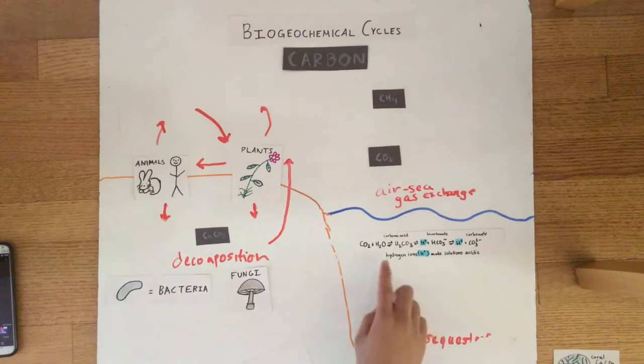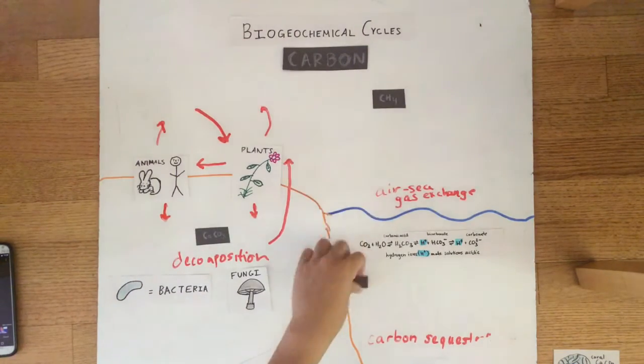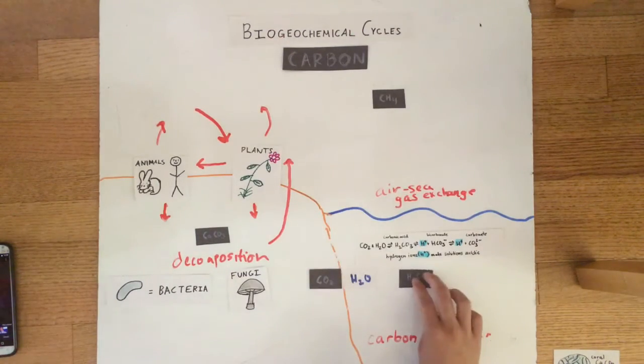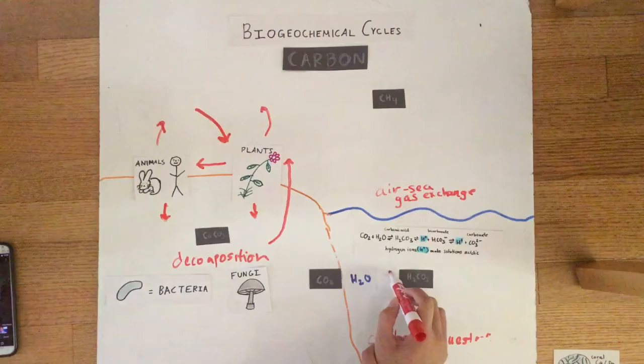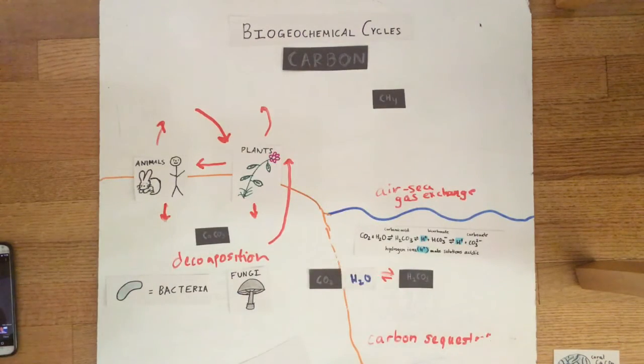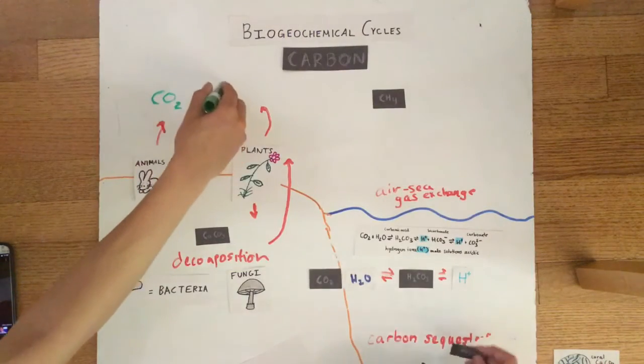We see that carbon dioxide reacts with water to form carbonic acid. Now let's demonstrate this. So carbon dioxide reacts with seawater and it's going to form carbonic acid, which is H2CO3. And we're just going to draw these double-sided arrows here to show that this is in equilibrium and it goes either way.